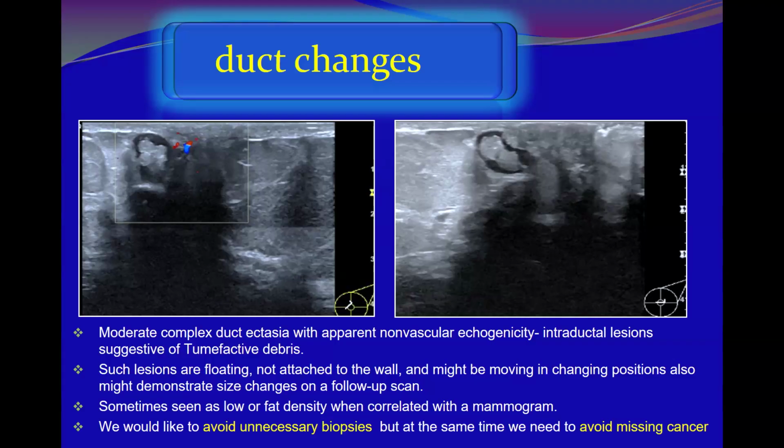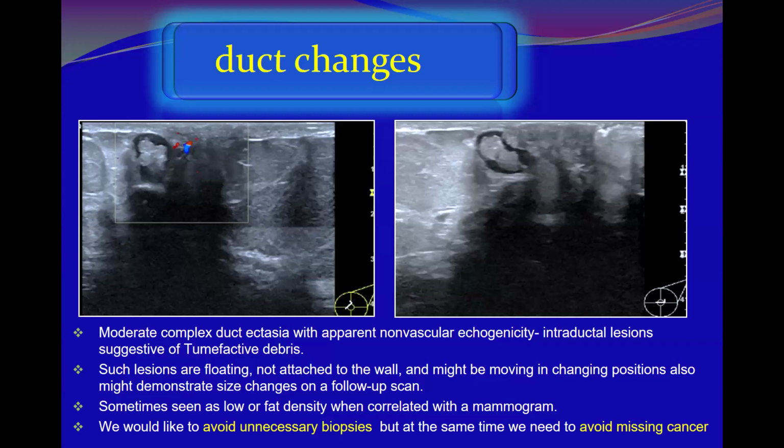So I gave the patient follow-up, and it even showed regression in size on long-term follow-up, and that indicated it was downgraded from BIRADS 3 to BIRADS 2. And it was just a tumefactive sludge inside the duct.